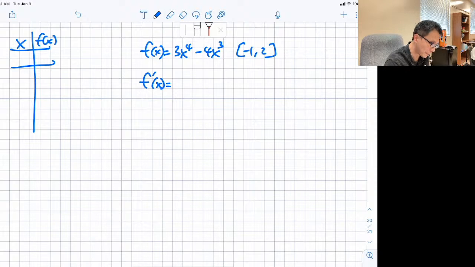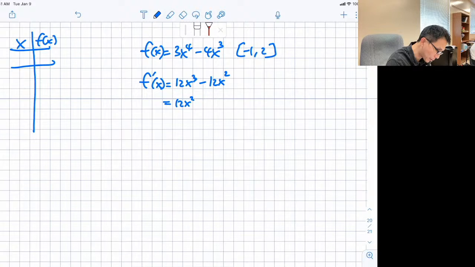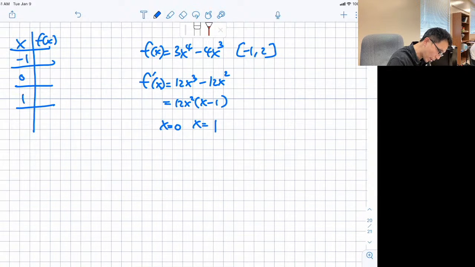I will take a derivative, right? So that'd be 12x to the third minus 12x squared. Can I factor out 12x squared? That's going to be x minus 1. So that's x equal to 0, x equal to 1. Then you have to test -1, 0, 1, and 2, and see what happens. If I plug in -1, I think I will get something like 7.